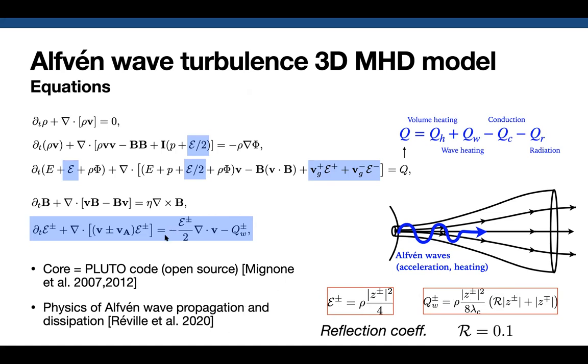Okay, so the code is based on an open source code, which is Pluto. And this physics of the RFN wave propagation is what I've essentially added to the model. In addition to the RFN wave heating, we also have a volumetric heating that we can parameterize, and of course thermal conduction and radiation. The radiation is essentially optically thin, so it's just a function of the density and the temperature of the plasma in the inner atmosphere.